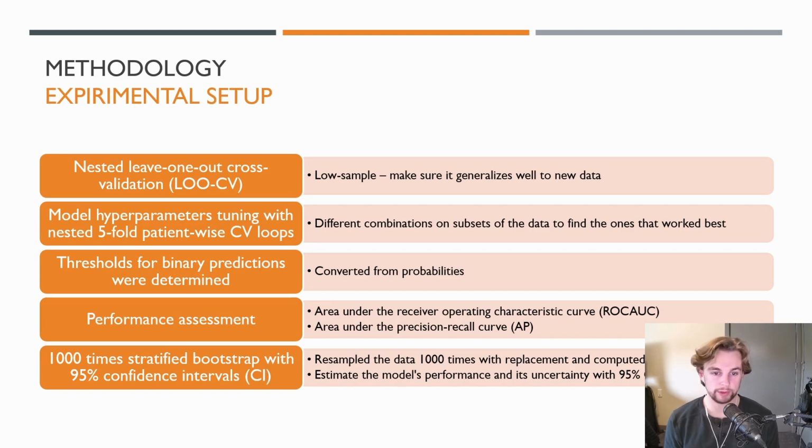For the performance assessment, we had the ROC AUC, and the area under the precision-recall curve, or the AP. And then a 1,000 times stratified bootstrap with 95% confidence interval. So basically they resampled the data 1,000 times with replacement and computed the performance, and then they estimated the model's performance and its uncertainty with a 95% confidence interval.